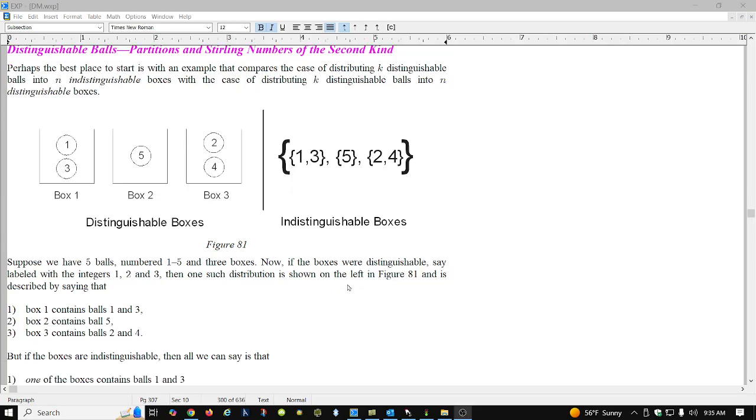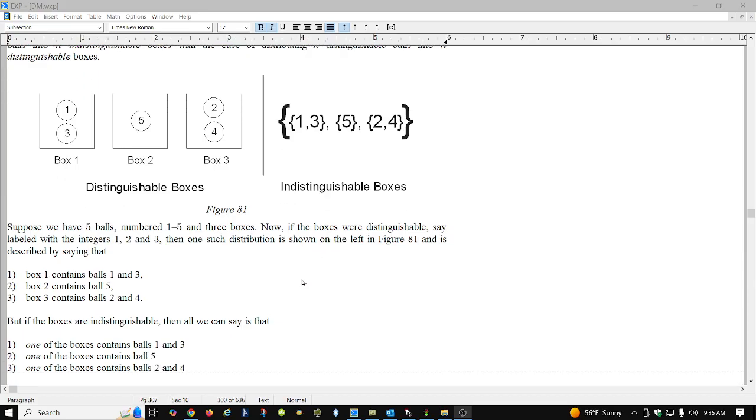On the other hand, if the boxes are indistinguishable, you can't refer to the boxes by name. They're not labeled. So all you can say is one of the boxes contains balls 1 and 3. One of the boxes, or if you want another box, contains ball 5, and one of the boxes contains balls 2 and 4. If someone asks you which box contains balls 1 and 3, you'd say, I don't know, I can't distinguish between the boxes. All I can tell you is that one of the boxes contains those two balls.